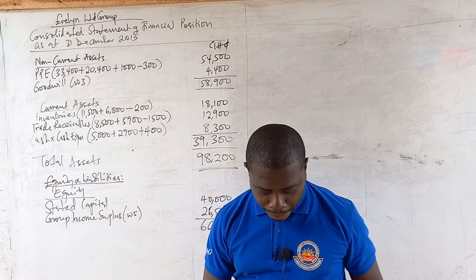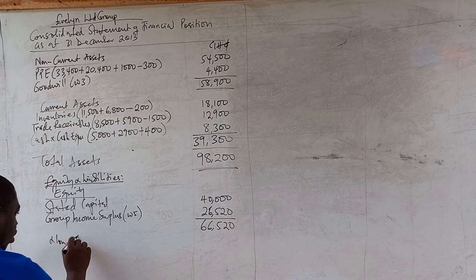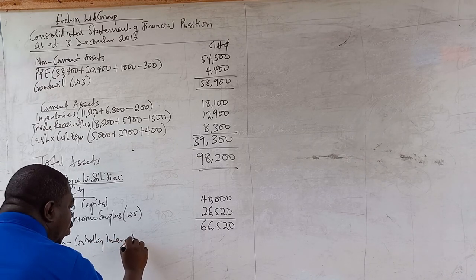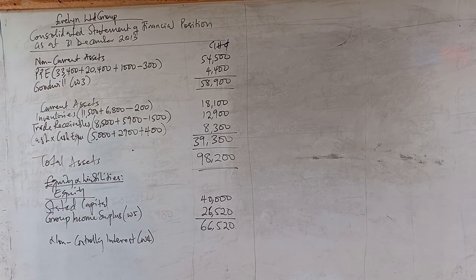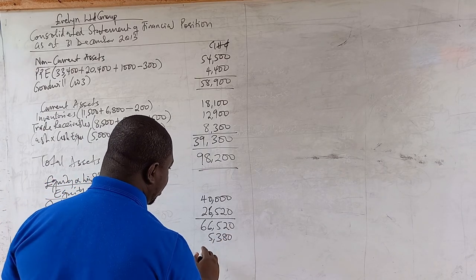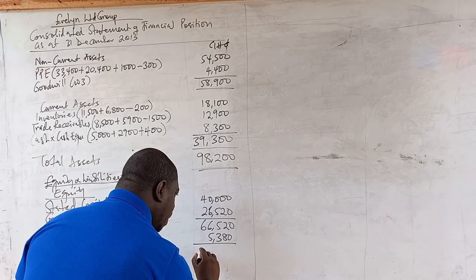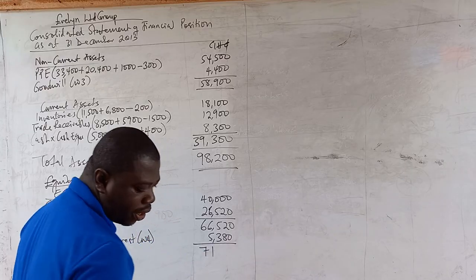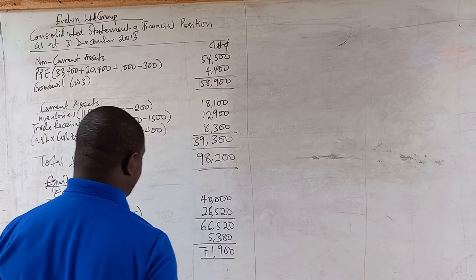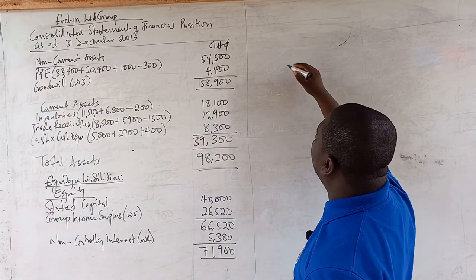All right. And then we add the non-controlling interest. So non-controlling interest at reporting date. That is also from working four. We did that working. And the total value for non-controlling interest was 5,380. So when we add that, the total equity column is going to be, is it 71,000? Yes. 71,900. So now that we have the equity column to be 71,900, then we'll look for the liabilities.